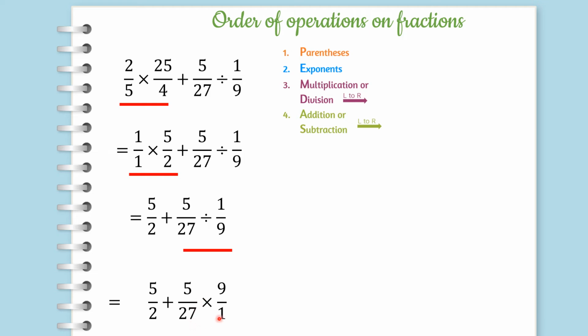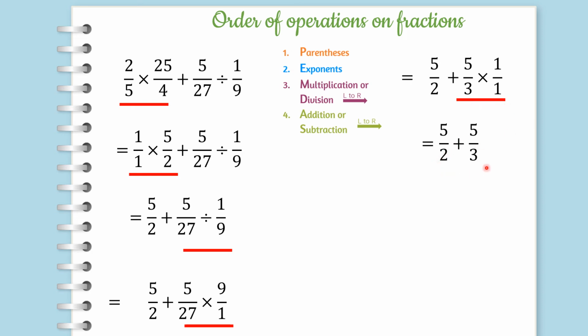But before we multiply, we should take into consideration that if we can simplify, we should simplify. And here 27 and 9 both are divisible by 9. So we divide 27 by 9, it's 3. And 9 divided by 9, it's 1. So 5 over 2, we are copying it as it is. Now we can multiply. You can see that it's way easier. The numbers are smaller. And then finally, we add the two fractions.